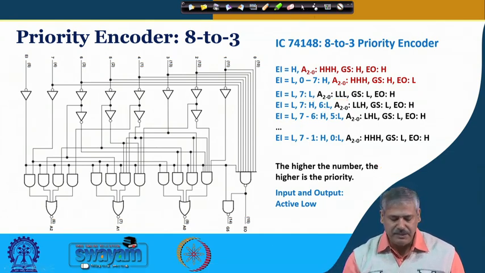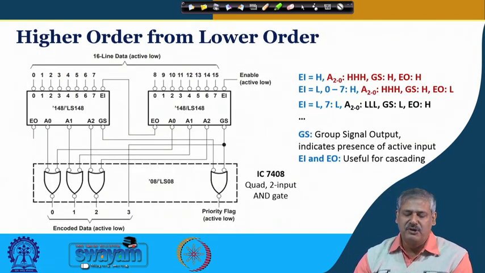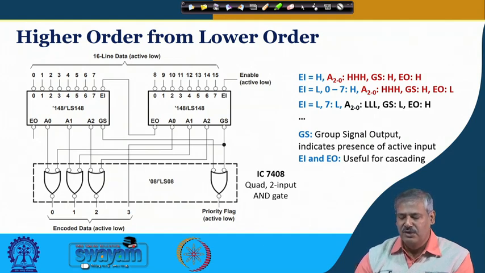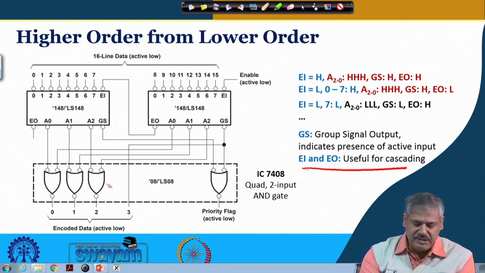And finally, we see how this can be used for enhancing the size of the encoder. So, this is higher order from lower order for IC 74148. So, this EI and EO, enable input and enable output, are useful for cascading. So, this is what we have seen, this is the corresponding connection. So, these are essentially AND gates.